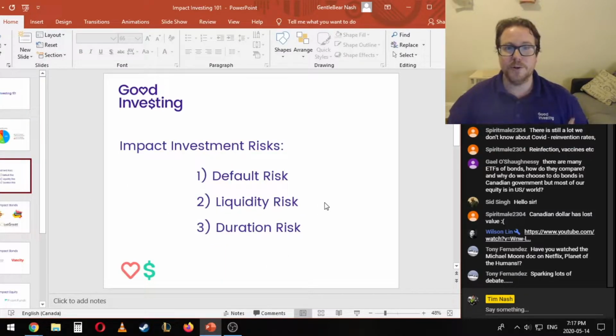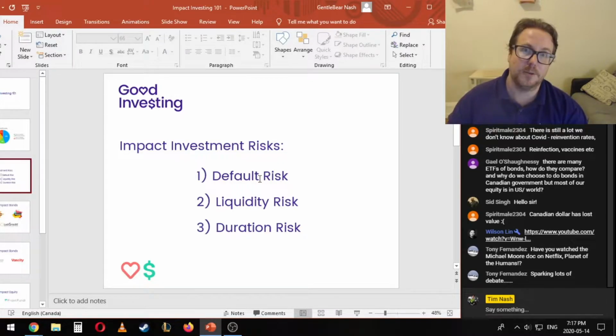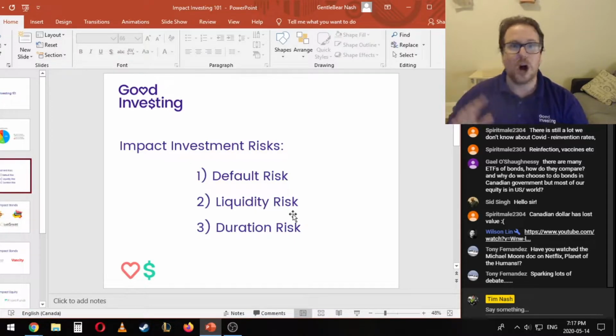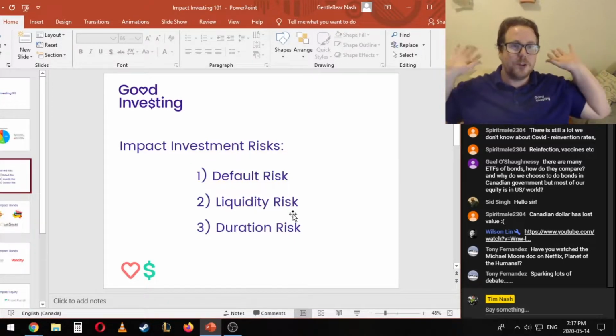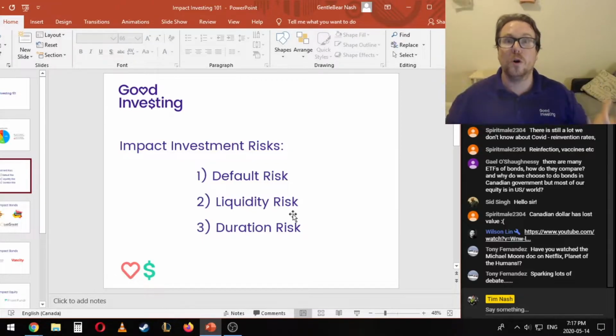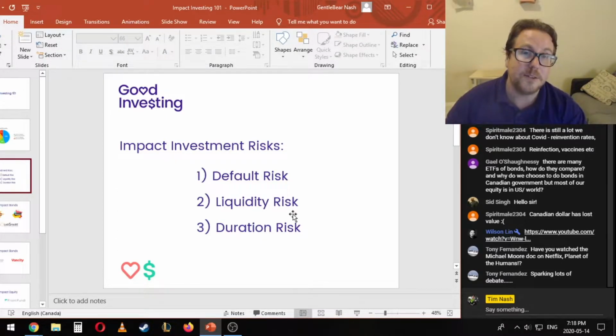When it comes to impact investments, there are some very specific risks that come with impact investments. So we do want to be really aware of these risks and go into it with our eyes wide open. The major risk that we have is default risk. So this is the risk that the organization goes bankrupt. And whether it's a stock or a bond, this is always the risk no matter what, that we are always worried about the organization going bankrupt, defaulting, right? Which means that we could lose our investment. This is going to be the biggest form of investment risk.